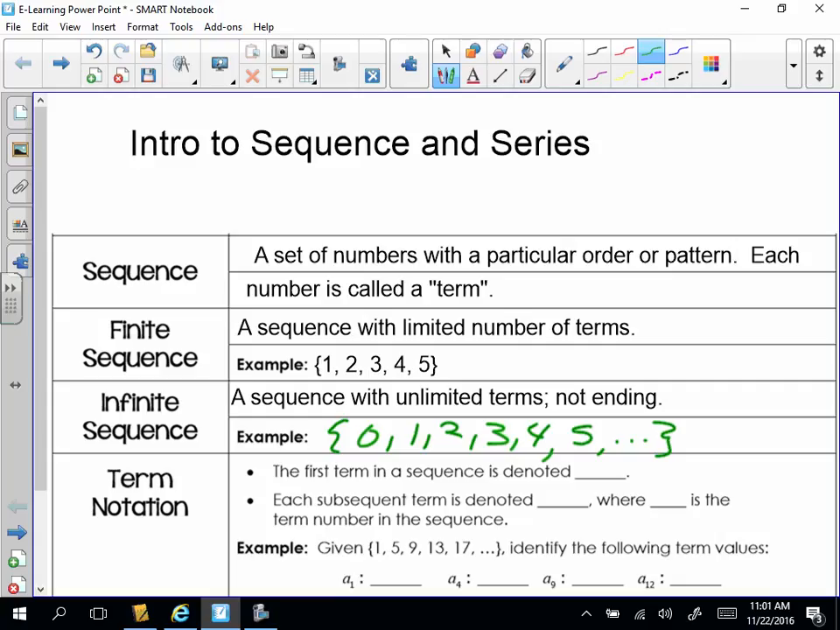Term notation. The first term in a sequence is denoted by a sub 1. Each subsequent term is denoted a sub n, where n is the term number in the sequence.